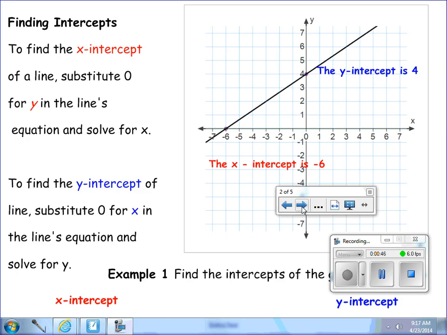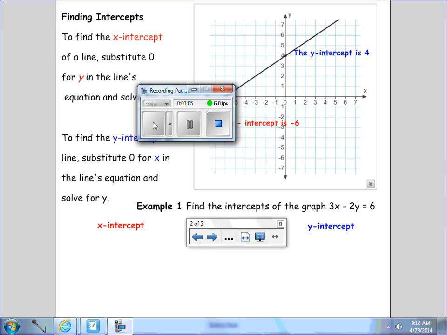Now, we're going to be asked to find intercepts. To find the x-intercept of a line, substitute 0 for y in the line's equation and solve for x. To find the y-intercept of a line, substitute 0 for x in the line's equation and solve for y.